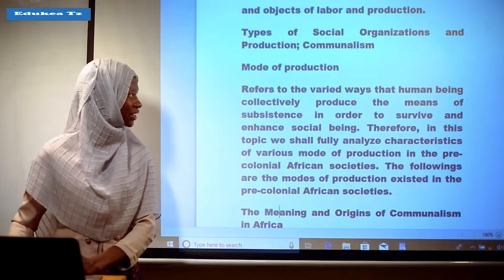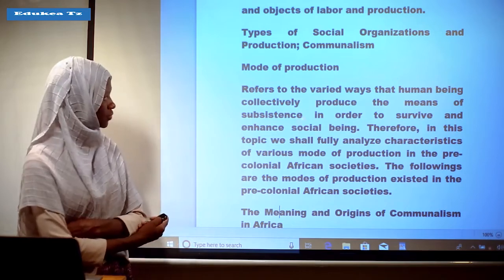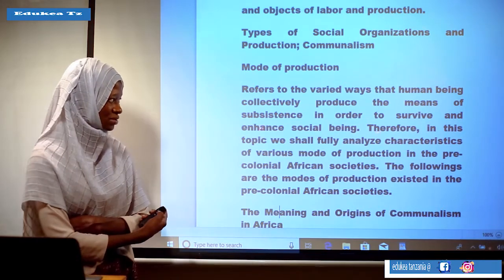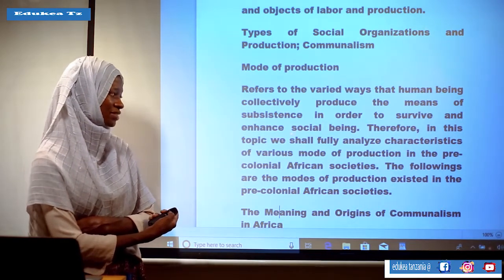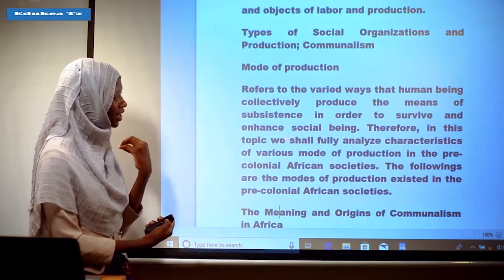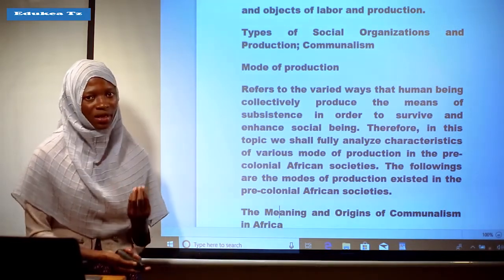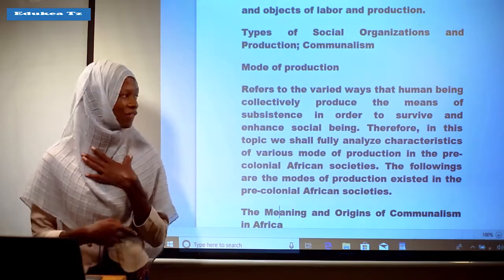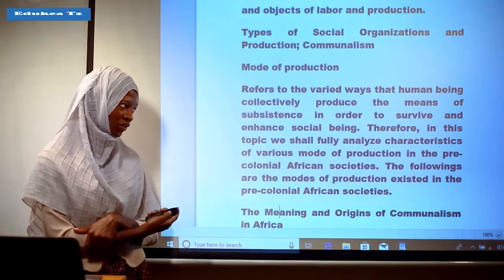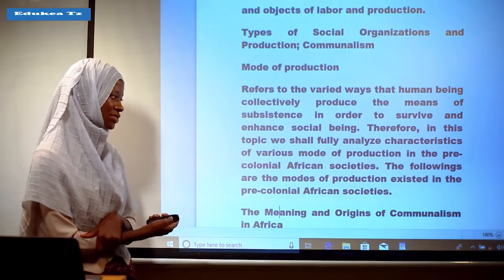The first one is communalism, or the communal mode of production. The communal mode of production refers to the varied ways in which human beings collectively produce the means of subsistence in order to survive and enhance social being. It is for subsistence, in order to survive. So they are producing for food and to enhance social being. Therefore, in this topic, we shall fully analyze the characteristics of the various modes of production in pre-colonial African societies.